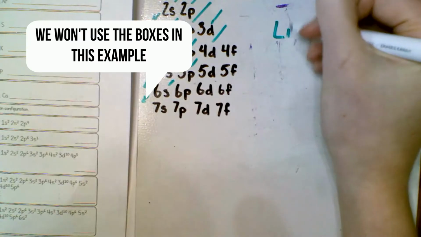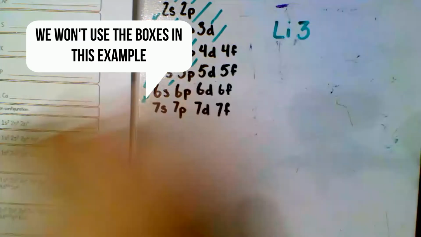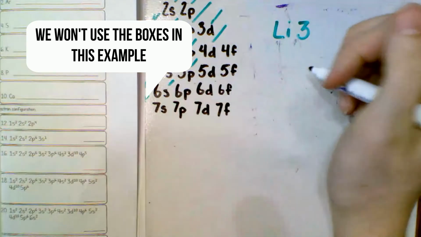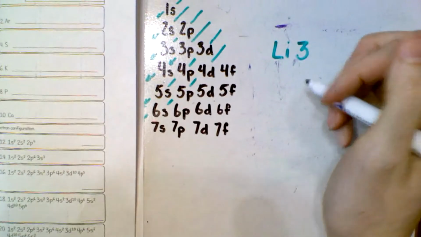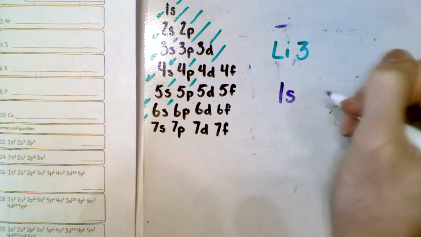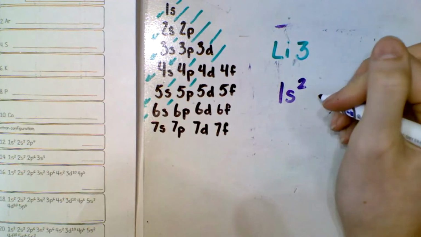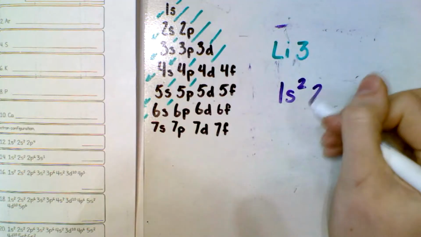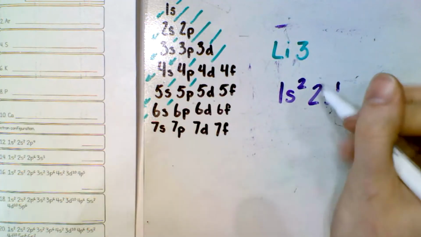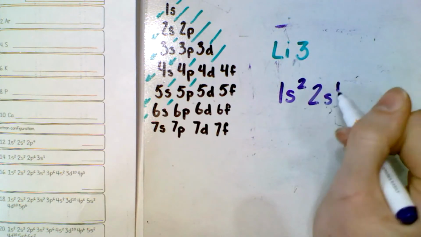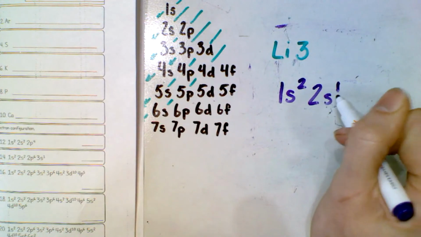For lithium, our atomic number is 3. If you've been following along, you know the order of our electron configuration is going to go 1s2, right? We're going to fill that guy up first. And then we know next comes 2s. So it would be 2s1 because we only have 3 electrons. 2 will go in the 1s orbital and 1 will go into the 2s orbital.